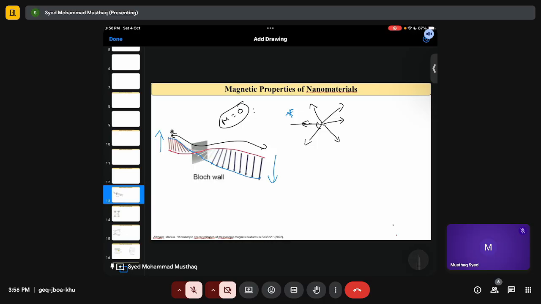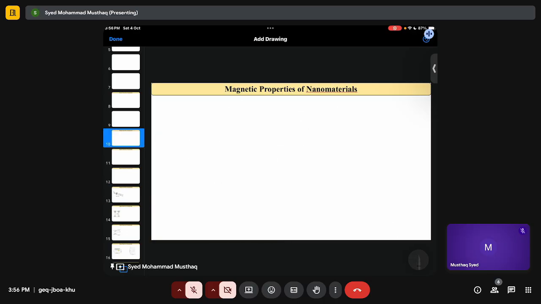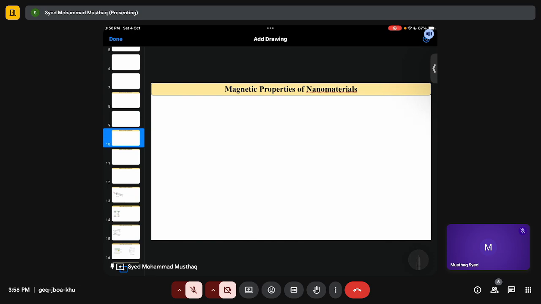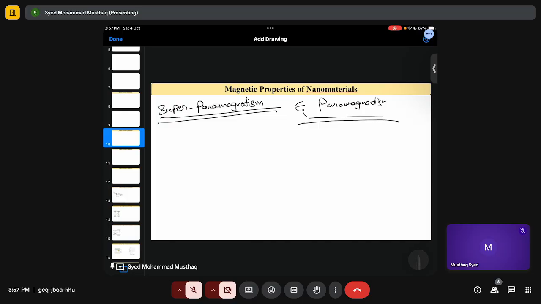So that is about the Bloch wall, and sir has also discussed this part, where there is a single domain, and there is this other term called superparamagnetism. There is a big confusion between superparamagnetism and paramagnetism. What is the difference between superparamagnetism and paramagnetism?